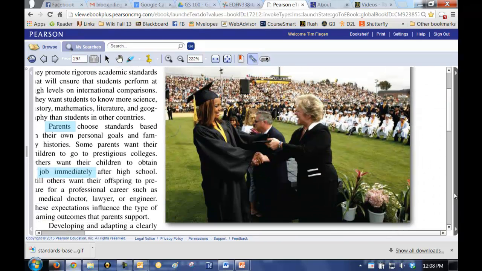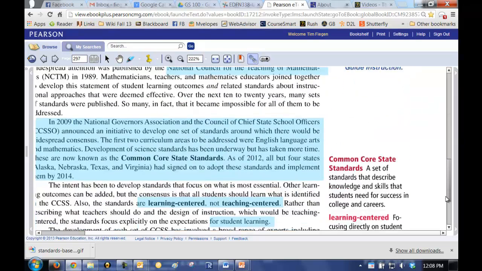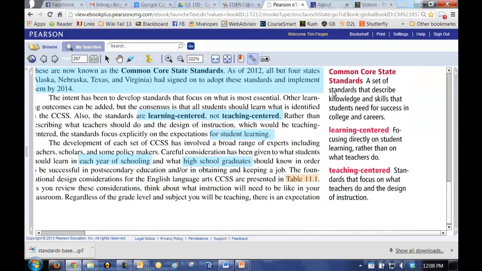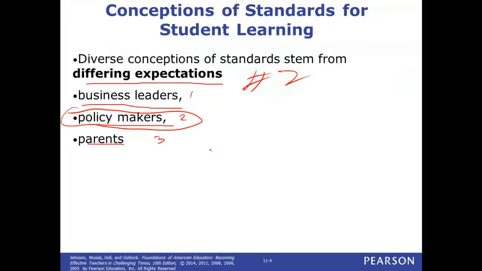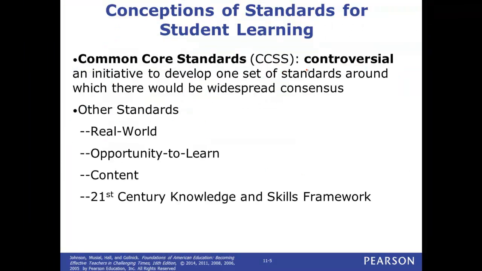I want to bring this up here. What the definition Common Core Standards and Learning Centered and Teaching Centered. And let's go over here. Yes, controversial to say the least, as you can tell from my whining. I just can't understand how we would let this go to that level, to the federal government. I just don't understand that. An initiative to develop one set of standards around the world in widespread consensus.